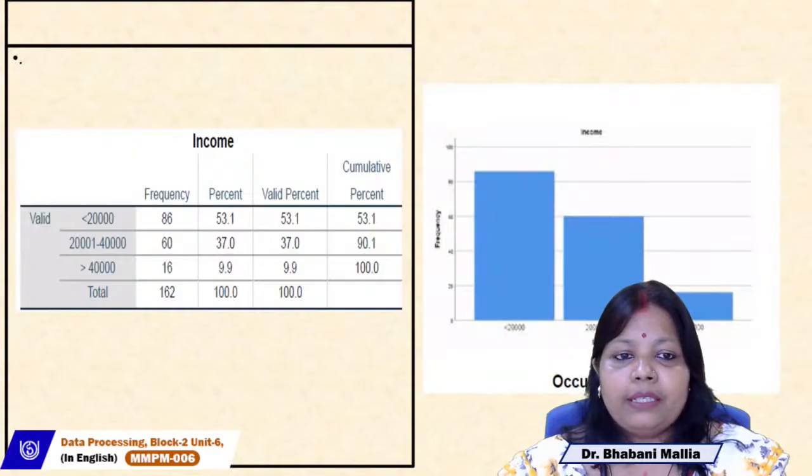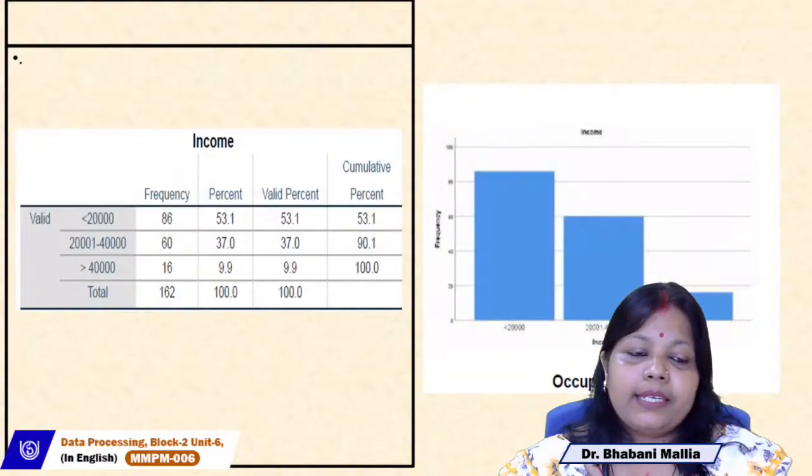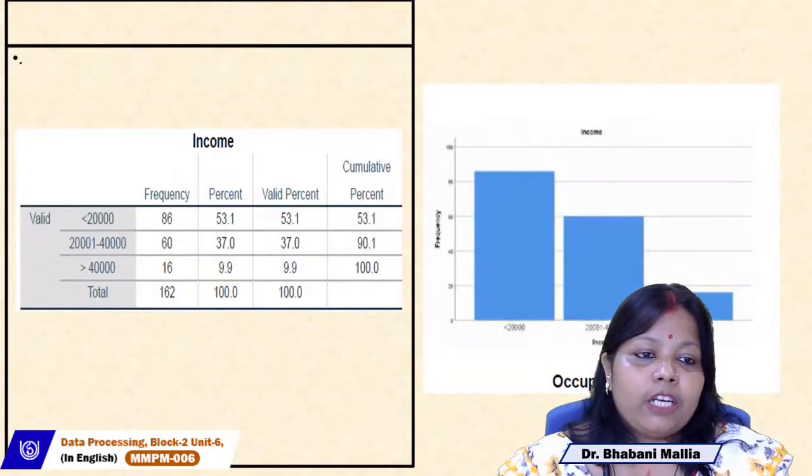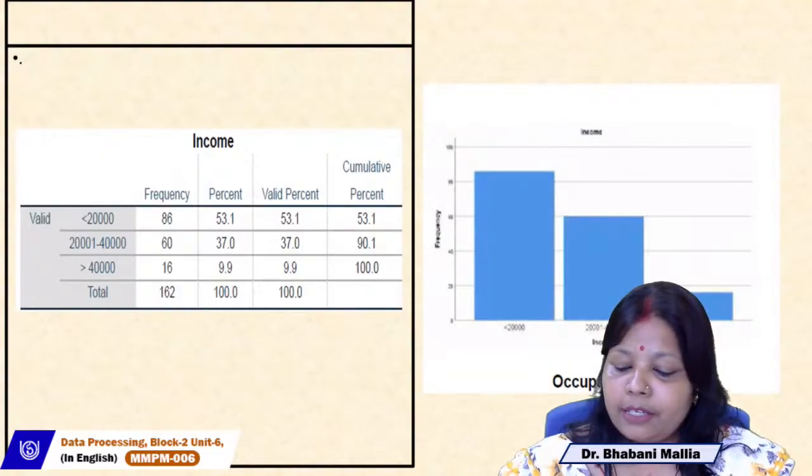Then I came to plotting this data into a graph, which is a bar diagram again. We can see the first bar is telling about the income group who earn less than 20,000. Then the middle one is 20,000 to 40,000, and the third one is greater than 40,000.